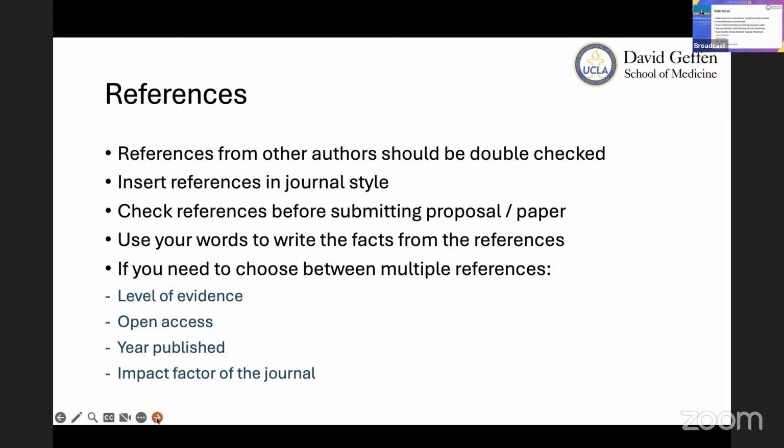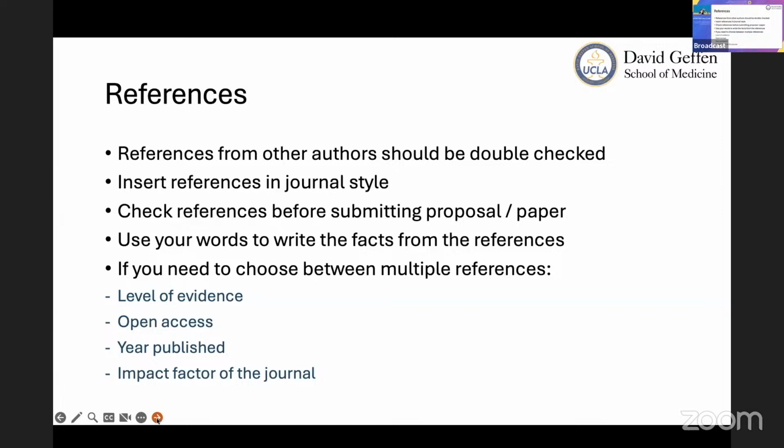And if you have 10 references for a particular thing and you need to choose which one of these you are going to cite, try to cite the one that has the better level of evidence. For example, RCTs are grade 1. So if you actually have a good RCT, you're going to report that. Open access articles are better because the authors can actually go back and look at the full article.